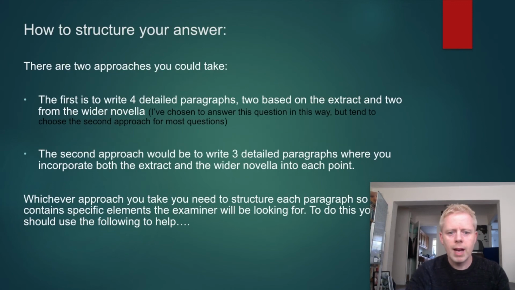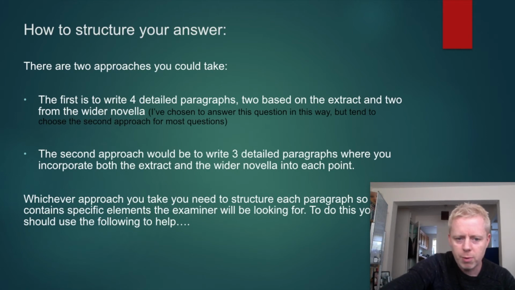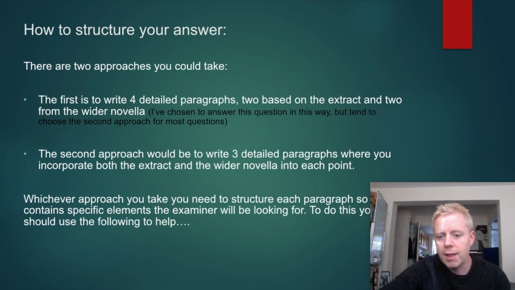Okay, now, how to structure your answer. There are two approaches you could take. The first is to write 4 detailed paragraphs, 2 based on the extract and 2 from the wider novella. Now, I've chosen to answer this question in this way, but certainly for my brightest students, I tend to encourage them to take on the second approach, which is to write 3 detailed paragraphs where you incorporate both the extract and the wider novella into each point. So as you're talking about Hyde as violent, or Hyde being referred to as the devil or Satan, then link it to other areas in the novella where that is also the case.